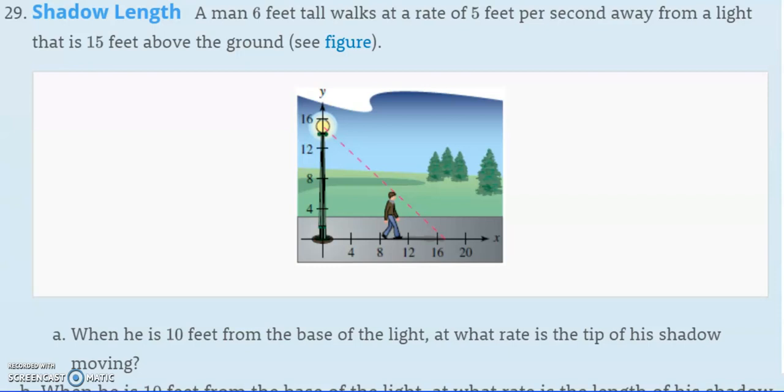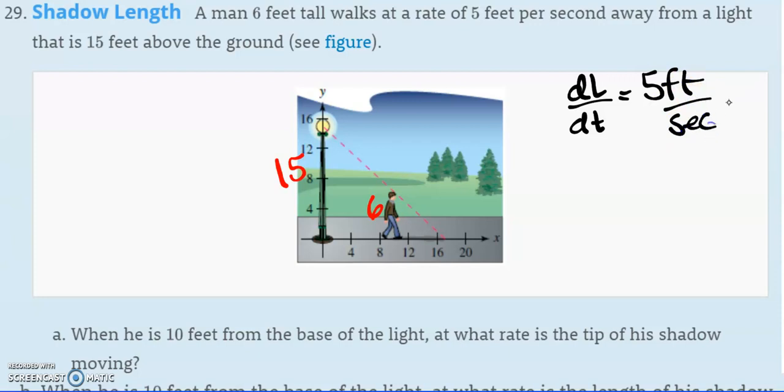A man 6 feet tall walks at a rate of 5 feet per second away from a light that is 15 feet above ground, see figure. So this is going to be my 15. The guy is 6 feet tall. This man, I'm going to call him Mr. Lakin. So Lakin is walking at a rate of 5 feet per second. When he is 10 feet from the base of the light, at what rate is the tip of his shadow, so the tip of his shadow is out here.